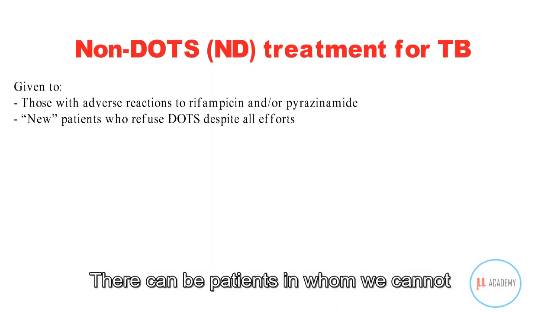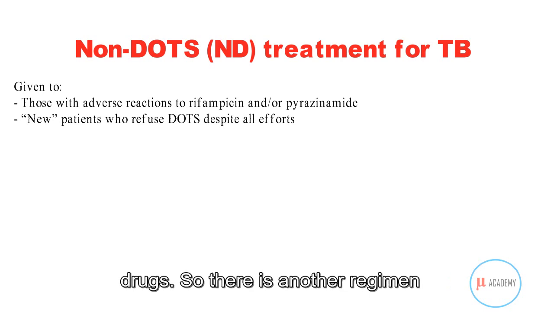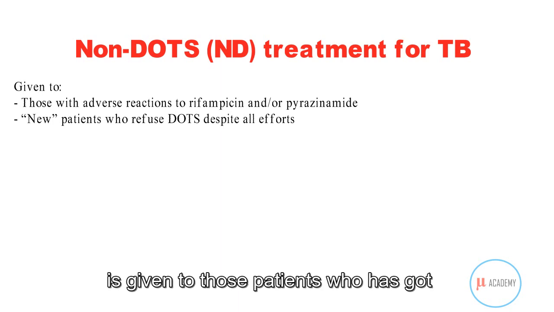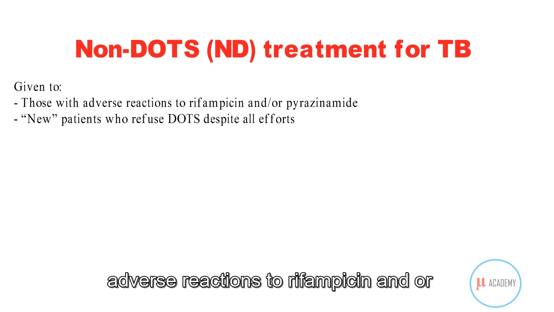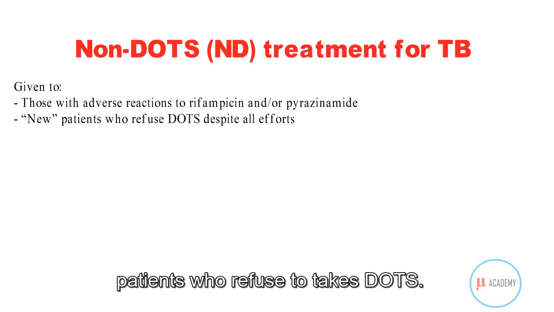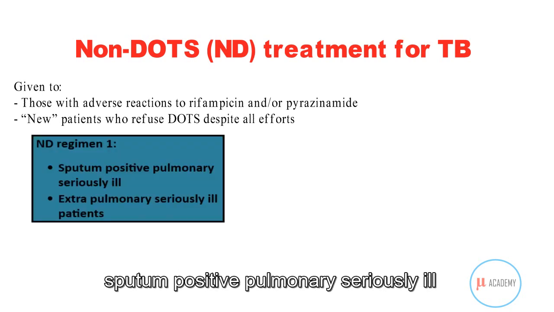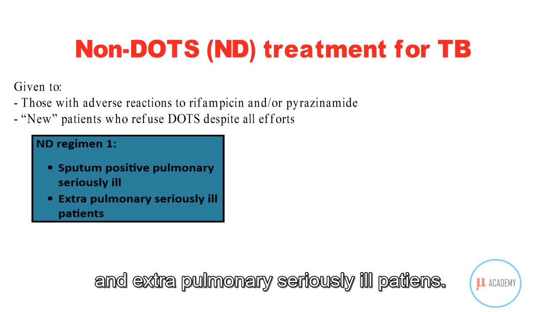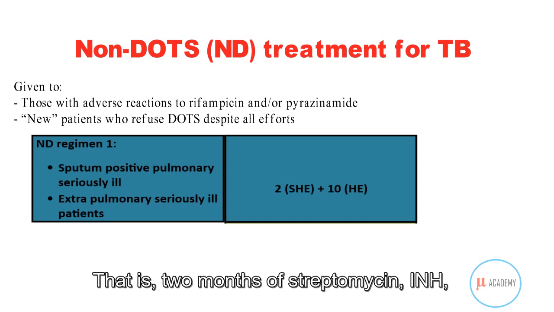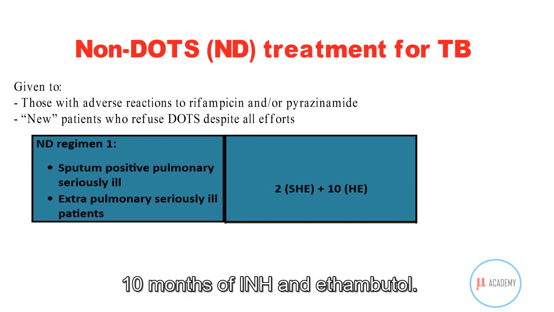There can be patients in whom we cannot give some of these drugs, that is there can be contraindications against these drugs. So there is another regimen called the Non-DOTS regimen. This regimen is given to those patients who have adverse reactions to rifampicin and or pyrazinamide. Along with that, those patients who refuse to take DOTS therapy. Non-DOTS 1 regimen is given for sputum positive pulmonary seriously ill and extrapulmonary seriously ill patients. Here the regimen is 2 SHE plus 10 HE, that is 2 months of streptomycin, isoniazid and ethambutol plus 10 months of isoniazid and ethambutol.